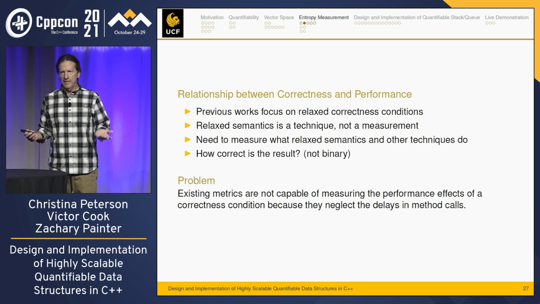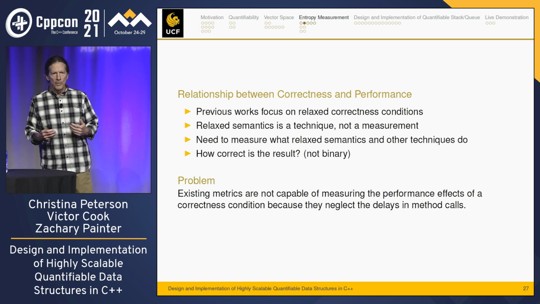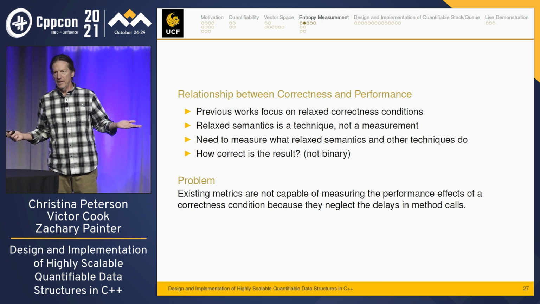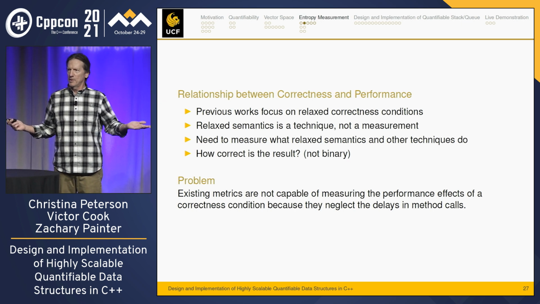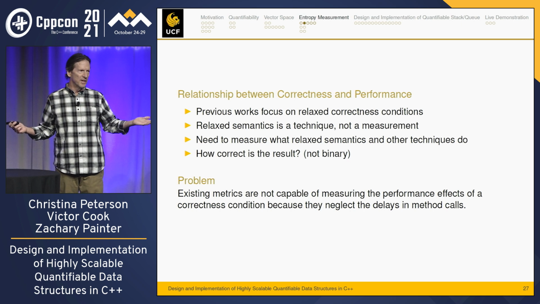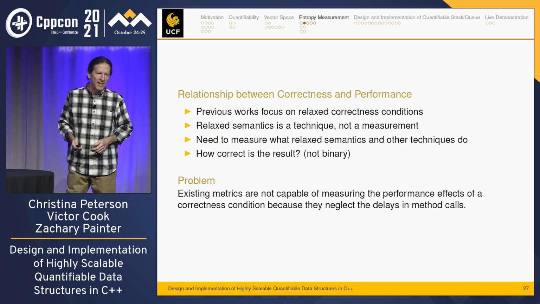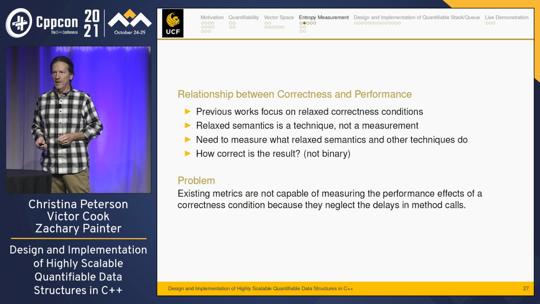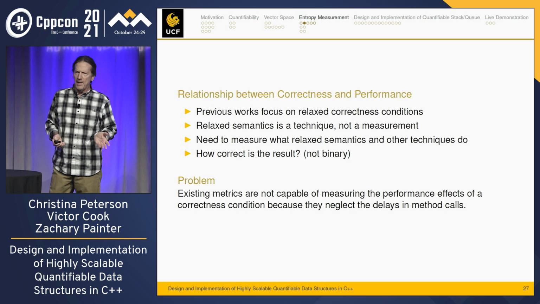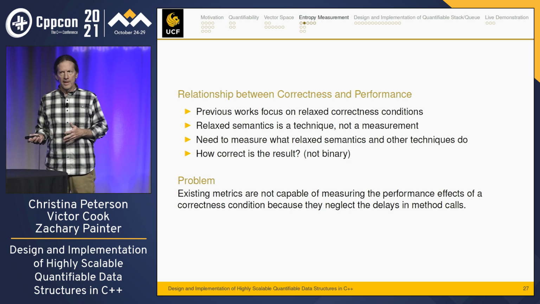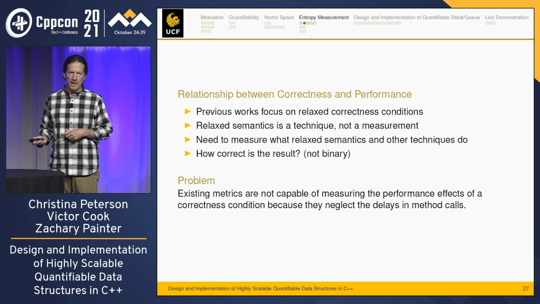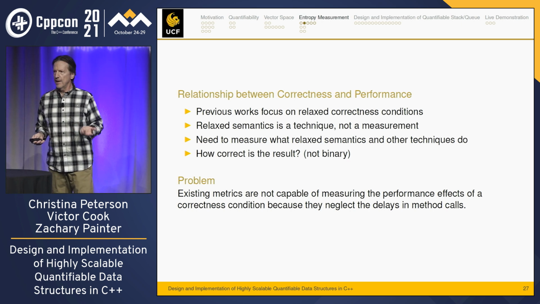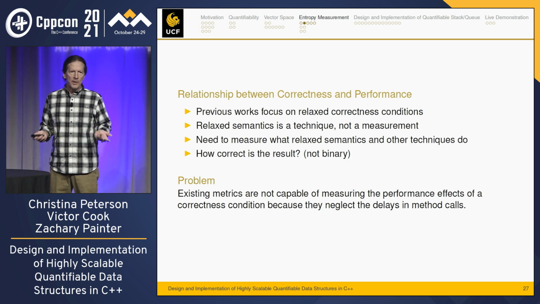And so as our correctness conditions called quantifiability, we took it upon ourselves to do this, partly because we knew that nobody was going to accept a new correctness condition until we were able to show that at least we weren't making things a lot worse than they already are. And so the previous work focused on the relaxed correctness conditions. Problem is that relaxed semantics is really interesting and useful, but it's a technique in programming. It's not a metric. And so we needed to measure what relaxed semantics and the other techniques would do and how correct is the result.